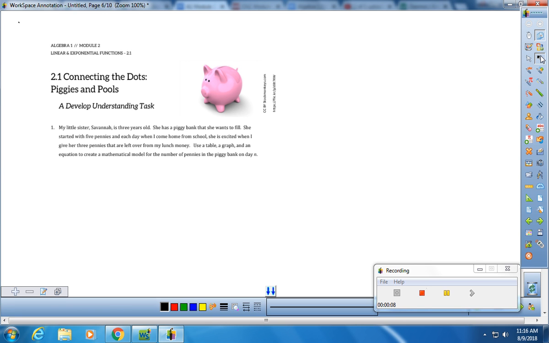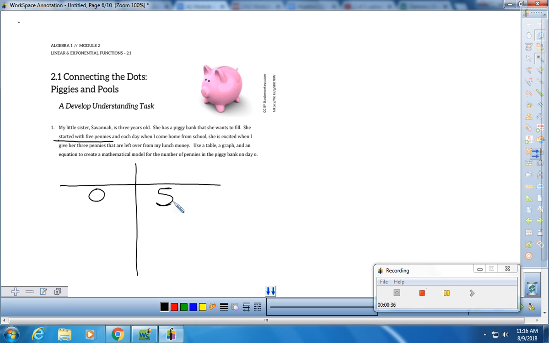So, I got a little sister, Savannah. She's 3 years old, so everything's a big deal to her, and she only has 5 pennies. She started with 5 pennies. Well, that means on the 0th day, before we have even started this thing, she has 5 pennies. And if you can think about what we've already learned, that's going to be our y-intercept.